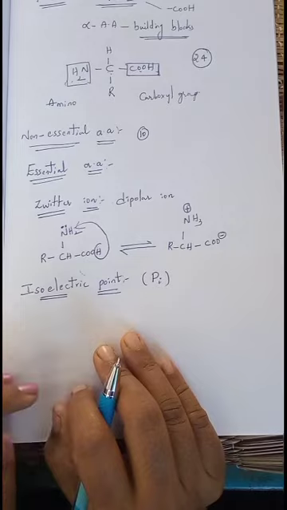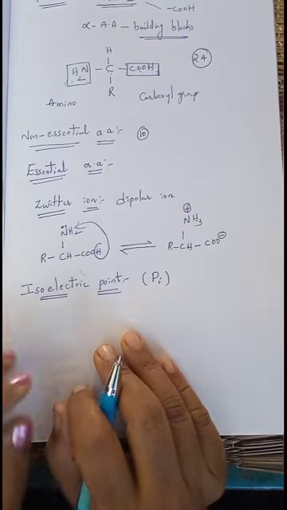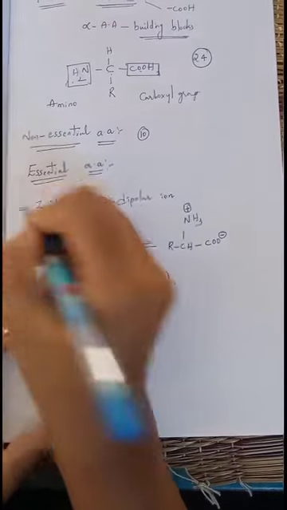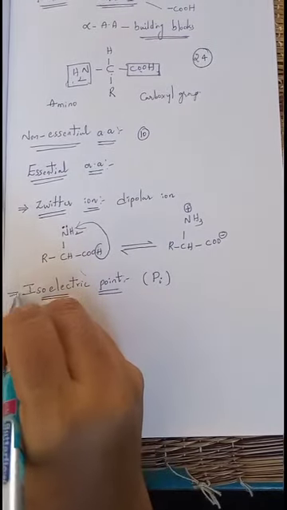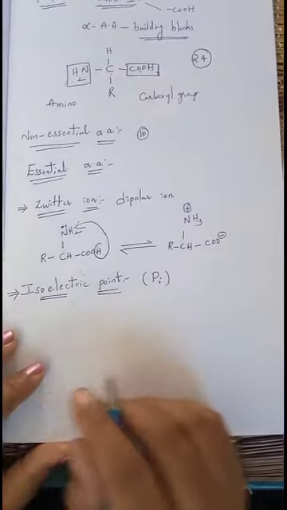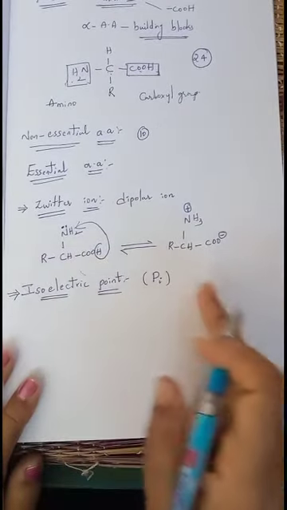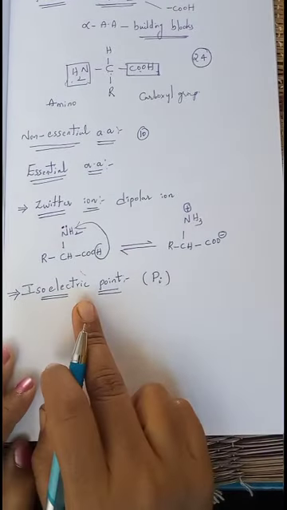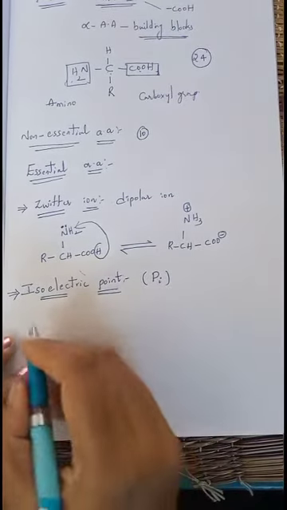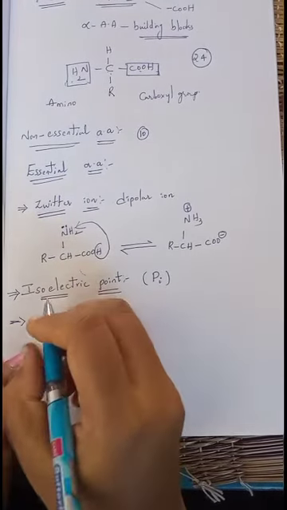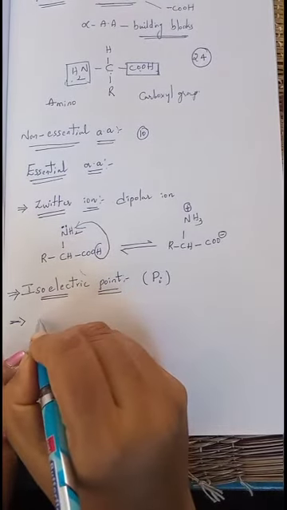All amino acids except glycine are optically active. This is another important property. The first property is the existence of Zwitter ion, and it can also show an isoelectric point. That means at this pH it moves neither to the cathode nor to the anode, and that point is called the isoelectric point. The next property of amino acids is that they can also show optical activity.